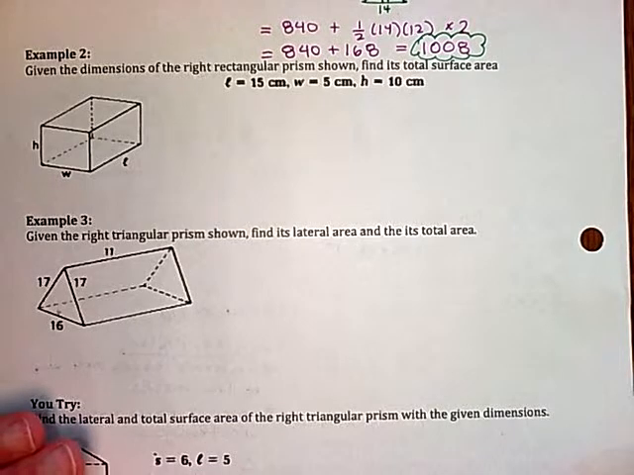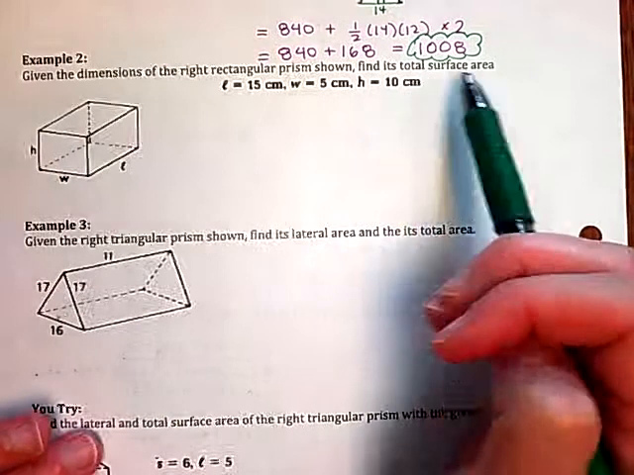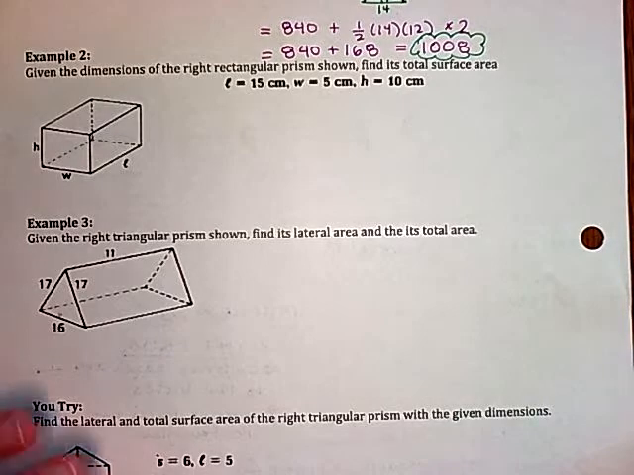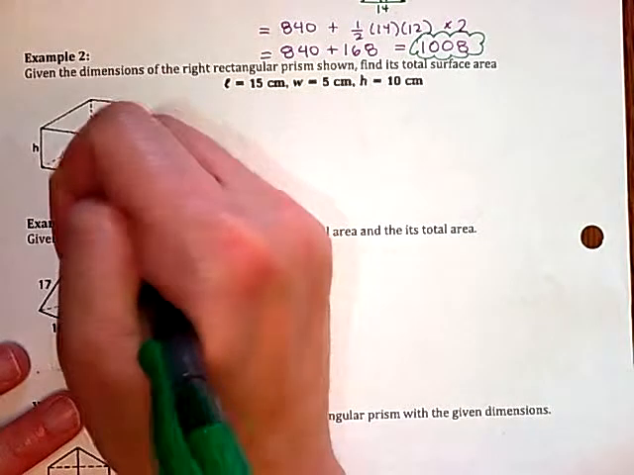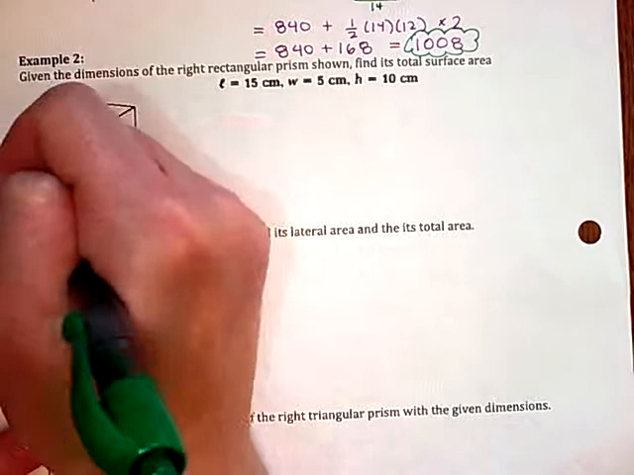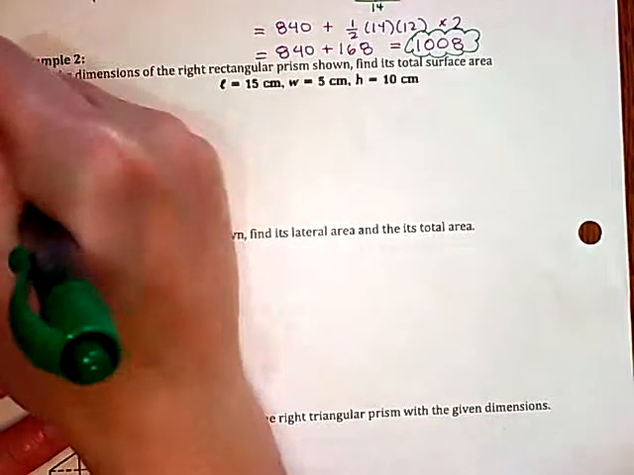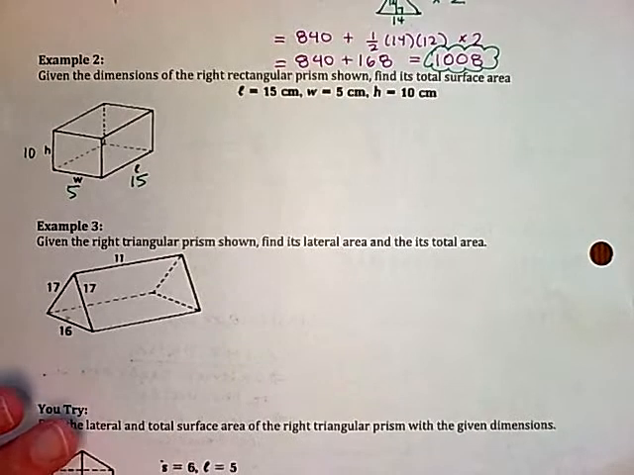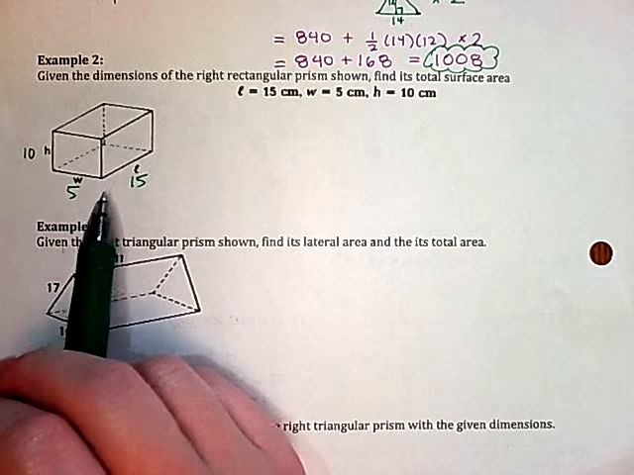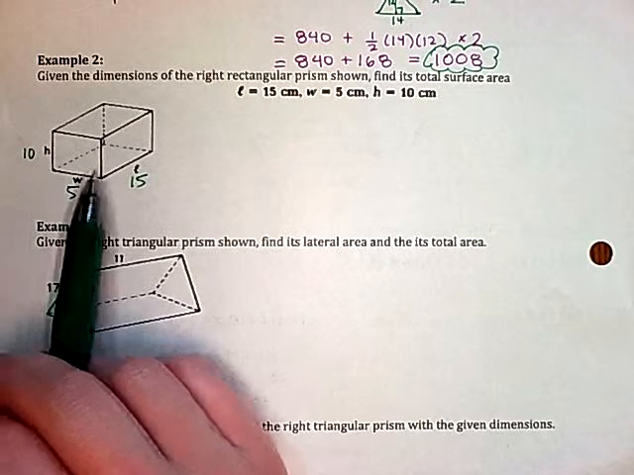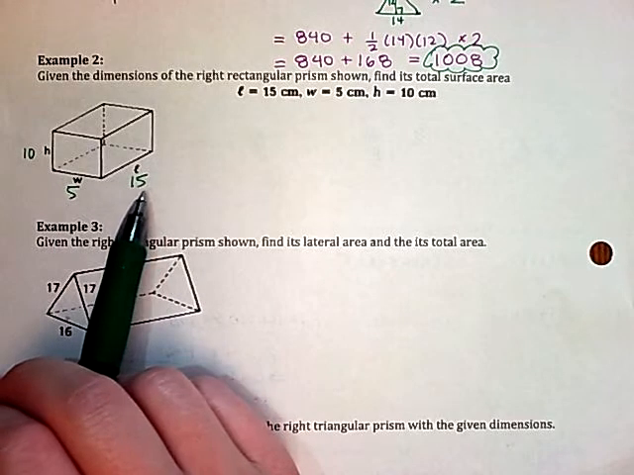So instead, I'm not going to find the lateral area. I'm just going to find the total surface area. So I'm going to label the lengths on the diagram just to help me with my visualization. And the one thing I notice right away is that there's 2 of each of the faces, right? So if I can identify the dimensions of each of the 3, then I just multiply them by 2.